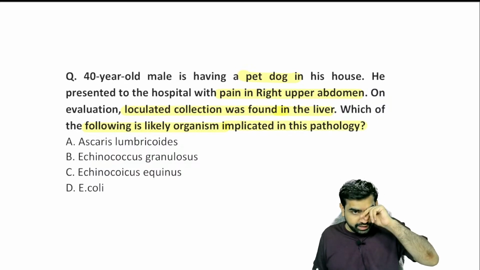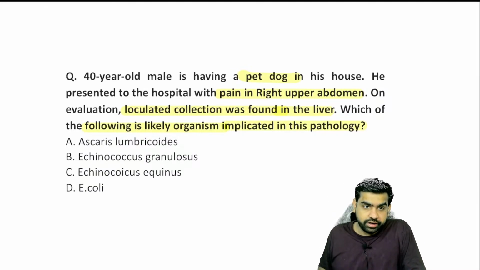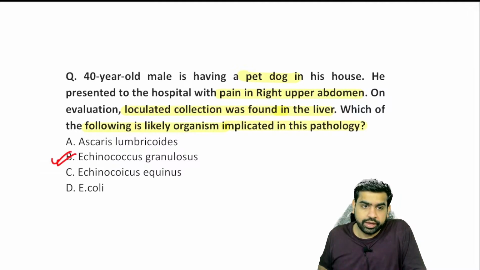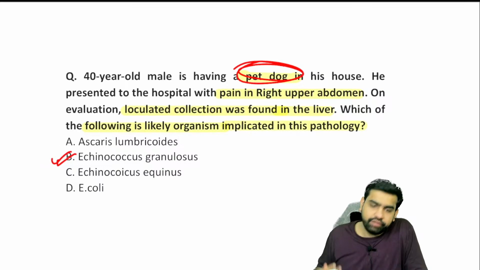Here what you're dealing with is a hydatid cyst. This is basically caused by Echinococcus granulosus. What are the hints given in this? It's not E. coli, Dr. Ishan, obviously, because of the pet dog. Why do they give this pet dog? Because the dog is the definitive host of this.